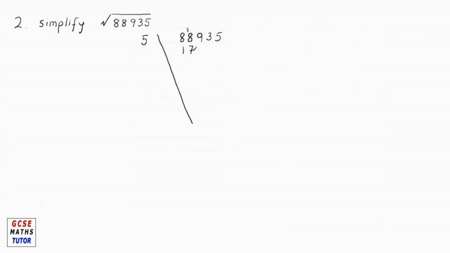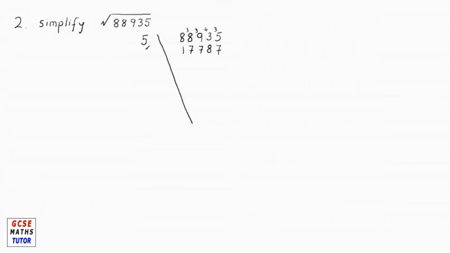Number 2. Simplify the square root of 88,935. The number ends with 5, so we'll start by dividing by 5. So 5 into 8 goes once, carry 3. 5 into 38 goes 7 times, carry 3. 5 into 39 goes 7 times, carry 4. 5 into 43 goes 8 times, carry 3. 5 into 35 goes 7 times.